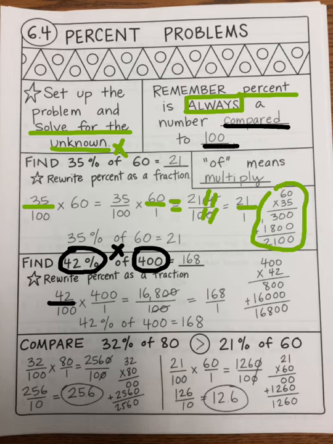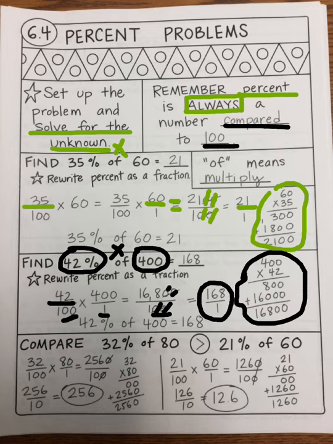They did all of the work out here for us. I want you to look at that. They multiplied everything out and they got 16,800. Now, of course, that's over 100 because 100 here times 1 equals 100. Now, they marked out the two zeros on the top and the bottom to make everything easier. So when I look at that, I ended up with 168 over 1. So my answer to 42% of 400 equals 168.